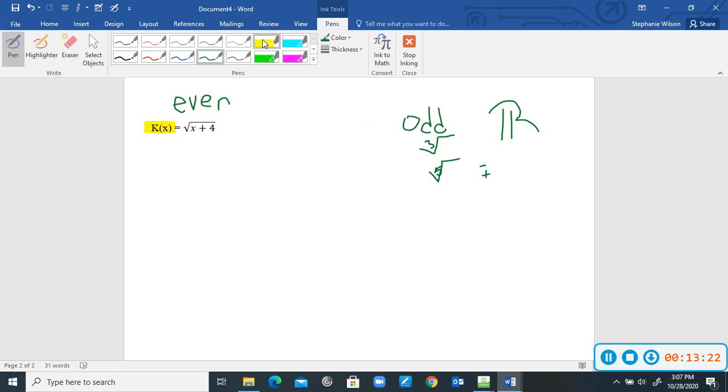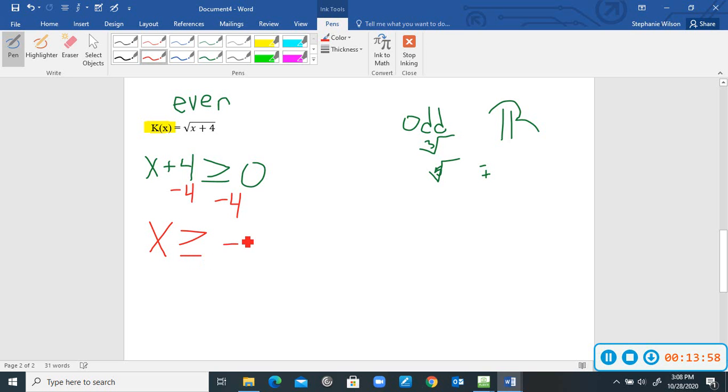So whenever I'm looking for my domains, I look: is the root even or odd? If it's odd, it's going to be all real numbers. If it's even, then I got to do some work. So what you got to do is take the radicand, and the radicand is the value that's underneath the root. In this case, the radicand is x plus 4. We're going to set it greater than or equal to 0, and then I'm going to solve. I have to subtract the 4 from both sides, and it gives me x is greater than or equal to negative 4.